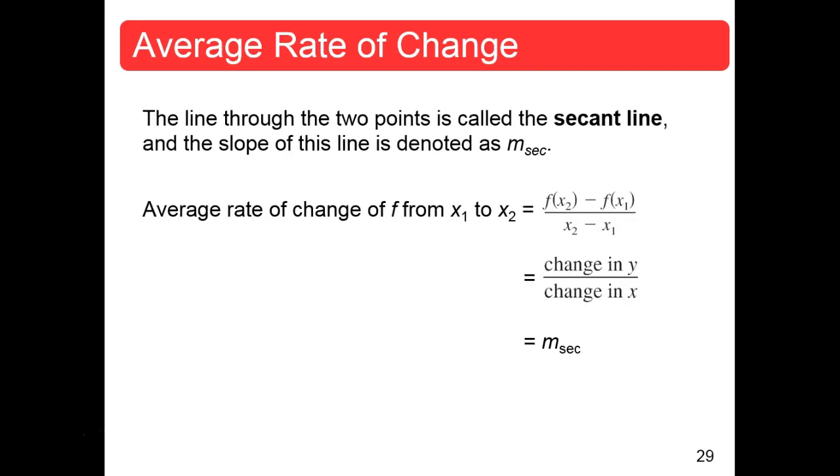So a line through any 2 points is called the secant line. The slope of that secant line is denoted as m, the slope. Where that comes from, I don't know. And subsecant, SEC standing for secant, not Southeastern Conference.